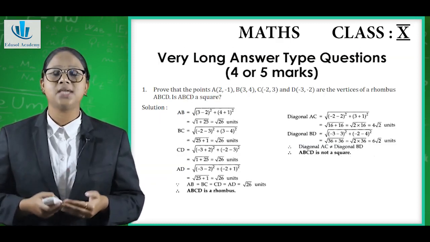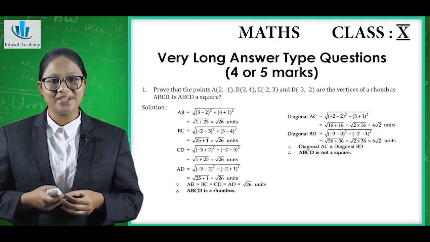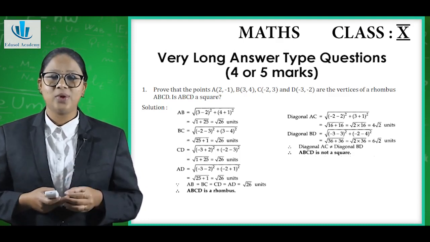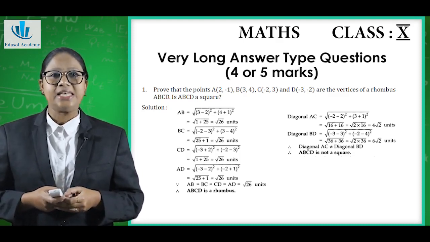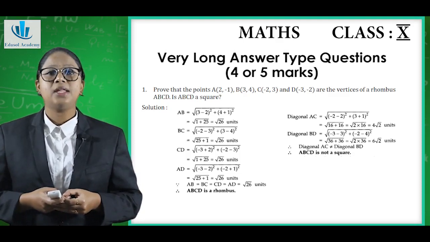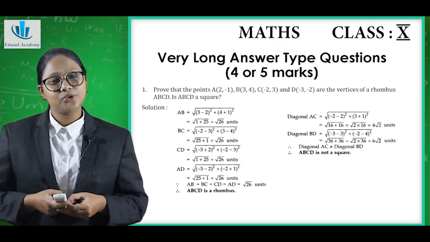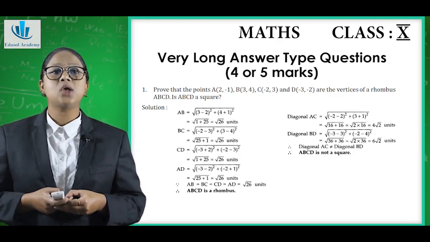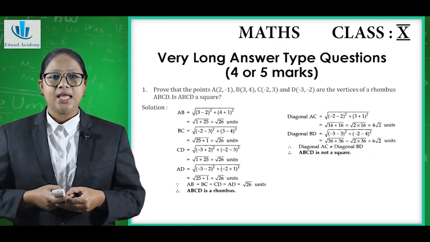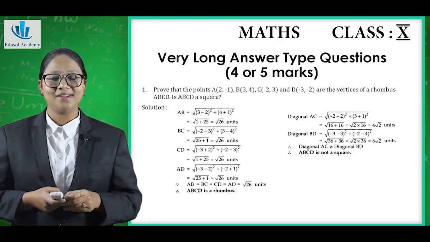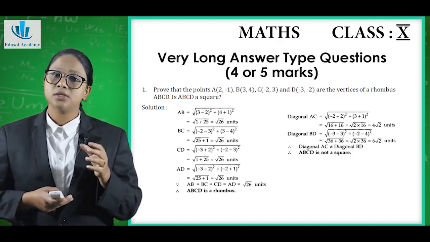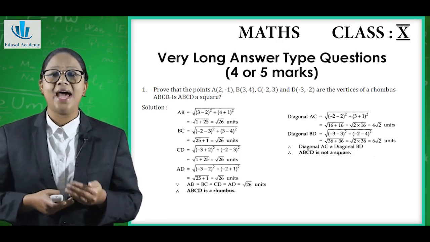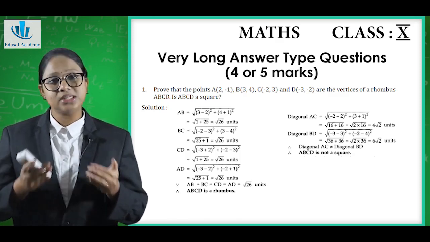Moving on to the next type of question, very long answer type questions carrying 4 or 5 marks depending on the curriculum. We'll start with the first question. Prove that the points A(2, -1), B(3, 4), C(-2, 3) and D(-3, -2) are vertices of a rhombus ABCD. Is ABCD a square? That's the second part. So we are given 4 points ABCD. We have to check or prove that these 4 points are vertices of a rhombus.